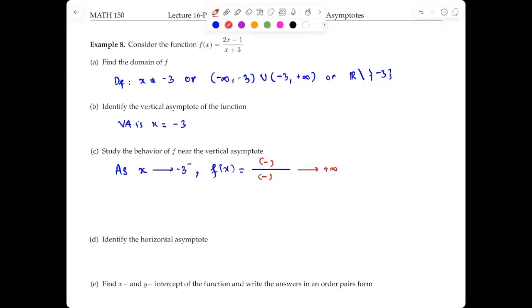So x approaches -3 from the right, that is on the right of -3, such as -2.99, -2.999. You put that into the numerator. What sign do you have, positive or negative? Negative. Okay. What about the denominator, negative or positive? Positive. Right. So therefore, as x approaches -3 from the right, the function approaches negative infinity.